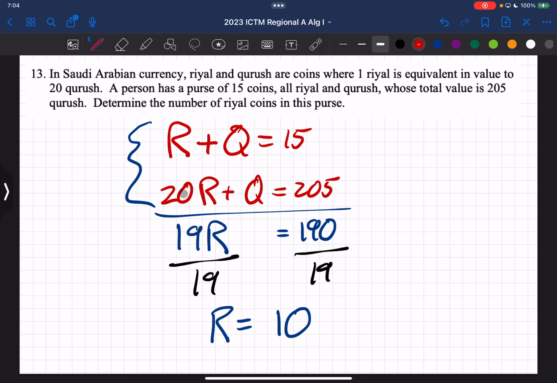Now the important thing here is to remember to put the 20 here, because the rial is 20 times as valuable. The mistake I made was to put the 20 on the q, which we're not doing. Whatever is the more valuable, that's what carries the 20.